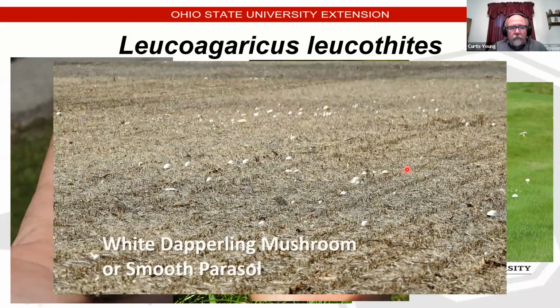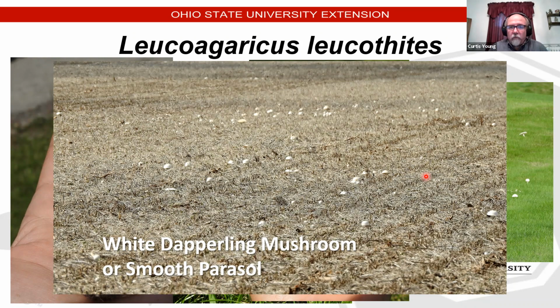And the common name that's sometimes applied to this particular one is the white dapperling mushroom or the smooth parasol mushroom. And it is presumably edible, but for some individuals, they will react negatively to it. So there's a little bit of a toxic chemical present in it that some that are more sensitive than others will react negatively to.